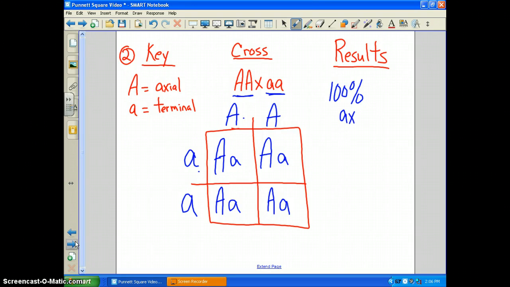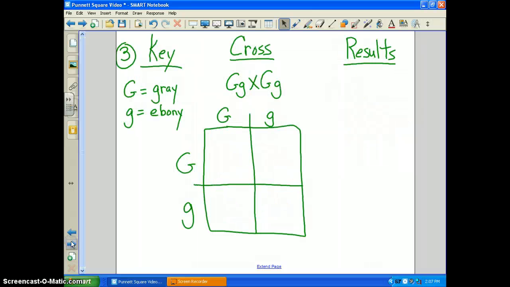100% axial flowers, hybrid. They all have the genetic makeup for the axial flower and the terminal flower. Please check your answer and correct. Are there any questions? Stephanie, do you have a question? Montana, do you have a question? Okay, good. Moving on.